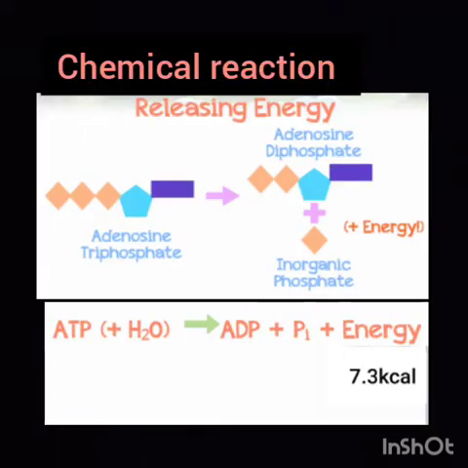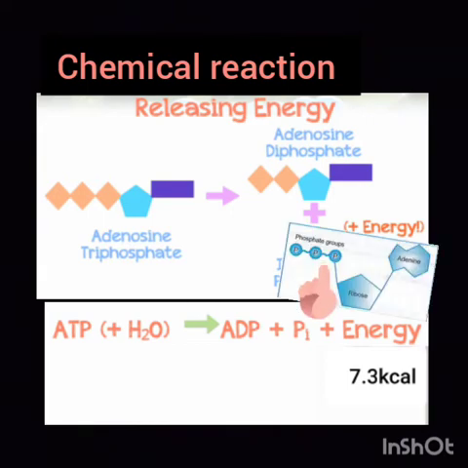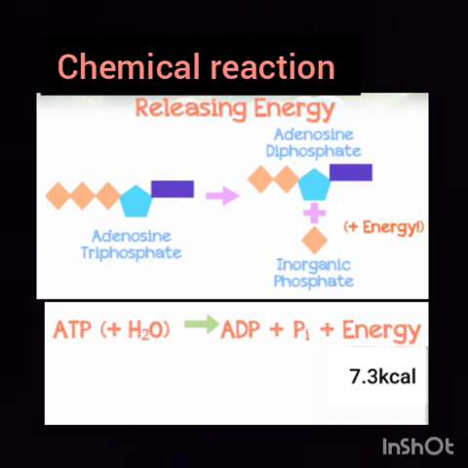Now here are our reactions, the reactions involved in the energy releasing process. As you can see in the structure, the 3 phosphates are joined with each other by a tilde, that is a weak bond. So during hydrolysis, ATP in the presence of water is broken down into ADP, and one inorganic phosphate is detached from it, and during this 7.3 kilocalories of energy is released.